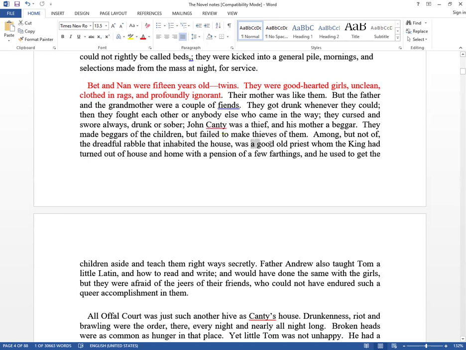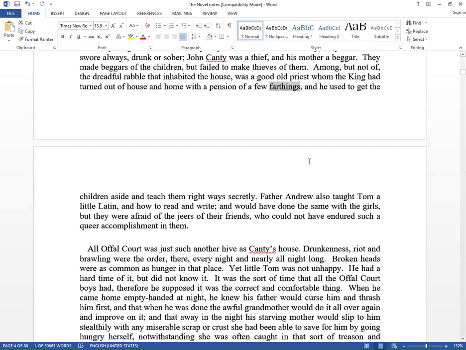A good old priest, a Christian priest, a retired priest, whom the king had turned out of house and home with a pension. With a pension means a retired person with a few farthings, some money. Farthing means the money used at that time, like rupees, dollars, and something like that. He used to get the children away and teach them right ways secretly. Now, Father Andrew is a good-hearted man. He is the secret teacher to the Offal Court children.